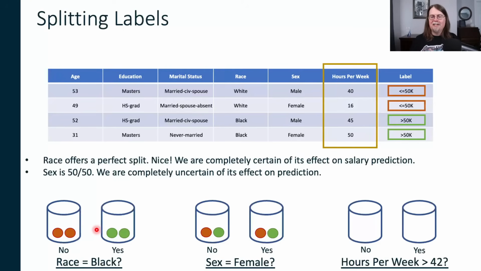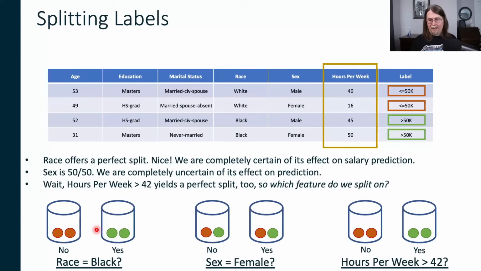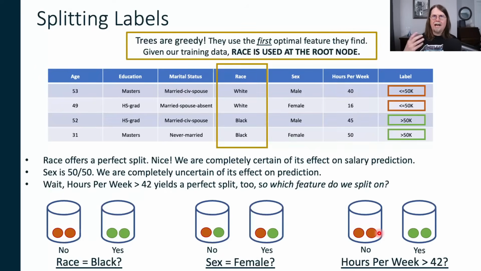Anyway, so it looks at that and it says, this is pretty cool, right? The race equals black decision node perfectly splits the data, all green, all orange. But so does hours per week greater than 42. So the question then becomes, well, what does the algorithm actually pick? The CART algorithm, the de facto standard algorithm for decision trees, is known as a greedy algorithm. What it does is it picks the very first feature that it finds that's the best. It says, look, I got 2 features that are tied for being awesome, so I'm just going to pick the one I encountered first, right? That's what it does. It's a greedy algorithm.